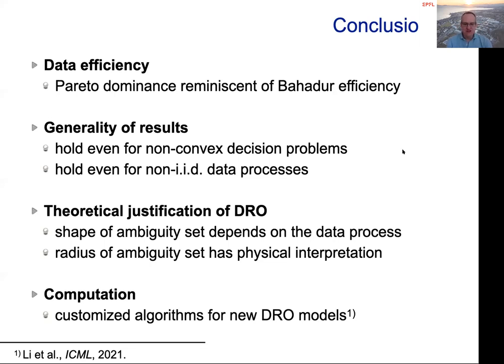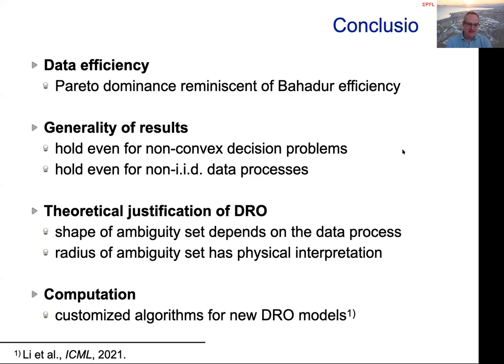One thing I did not talk about, and would ideally have wanted to talk about in a seminar on optimization, is computation. It turns out that these predominant solutions lead to new distribution-robust optimization models with ambiguity sets that have not yet been studied in the literature. One example is the one that becomes optimal when we look at data generated by Markov chains. In this case, the ambiguity set was a ball with respect to the so-called conditional relative entropy.